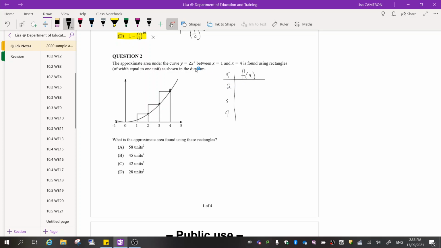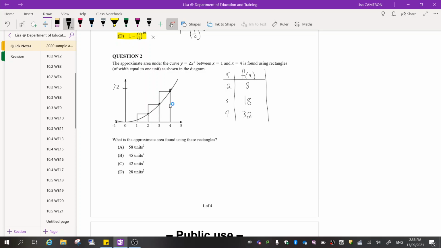So when I substitute 2 in, 2 squared is 4 times 2 is 8. 3 squared is 9 times 2 is 18. And 4 squared is 16 times 2 is 32. Now, because I found this as a coordinate over here, that's when that one is 32.